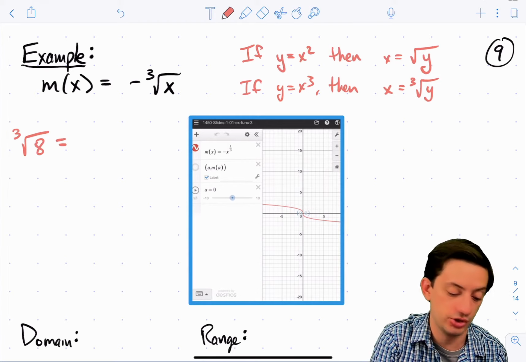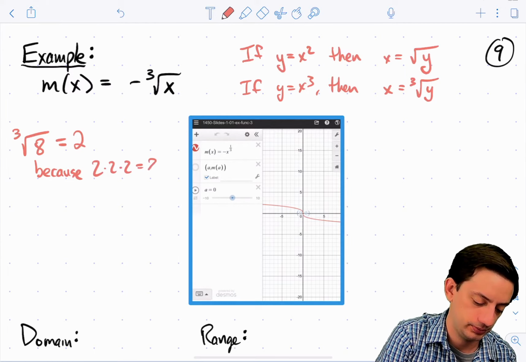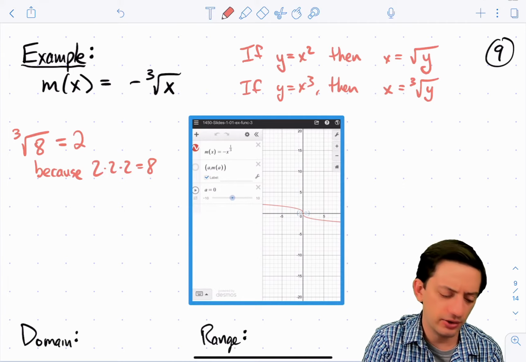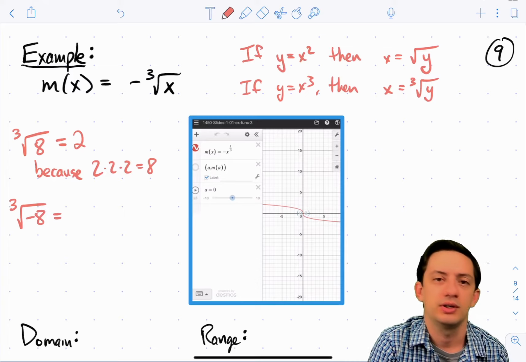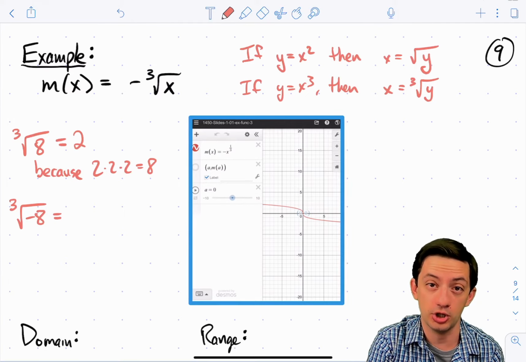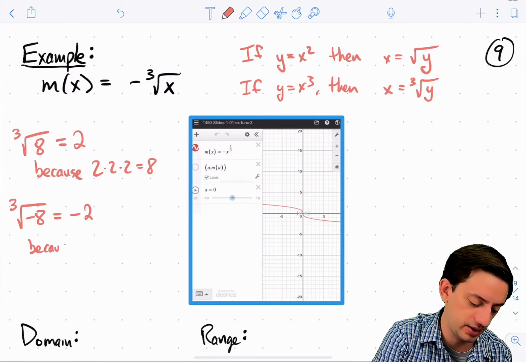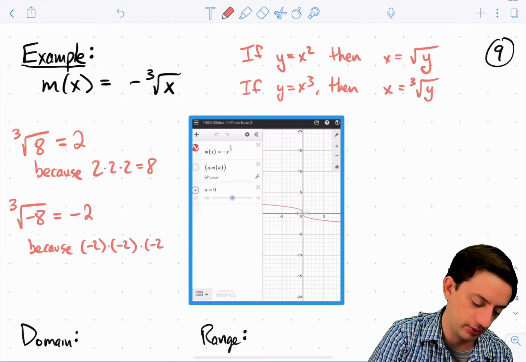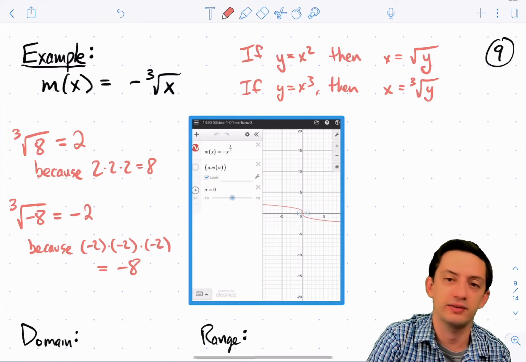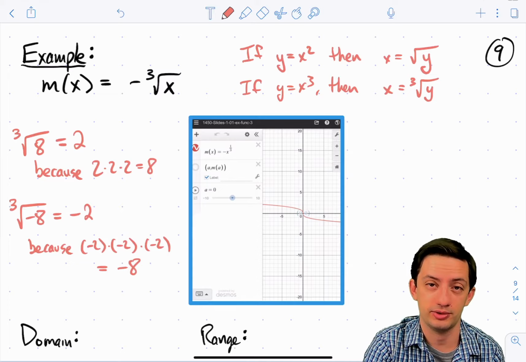Okay, the cubed root of 8 is 2, and that's because 2 times 2 times 2 is 8. On the other hand, if I do the cubed root of negative 8, the square root of negative 8 doesn't exist, but the cubed root of negative 8 does, and it's negative 2. And that's for the same reason, because negative 2 times negative 2 times negative 2 equals negative 8. So you can take the cubed root of negative numbers, but not the square root.